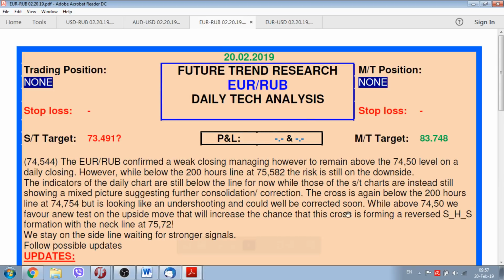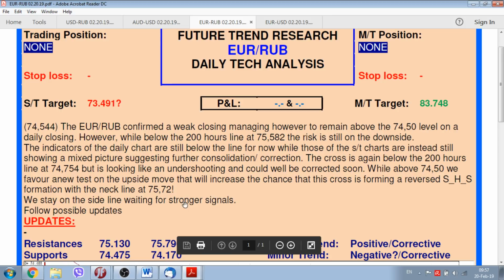And now a few words about the Russian ruble, which is looking much stronger at the moment, and not only against the United States currency, but also against the euro. Euro ruble, for example, confirmed a weak closing, managing, however, to remain above the 74.50 level on a daily closing. While below the 200 hours line located at 75.58, the risk is still on the downside for this cross.